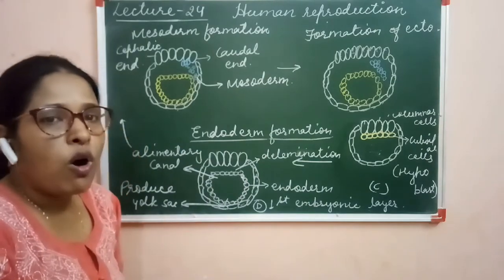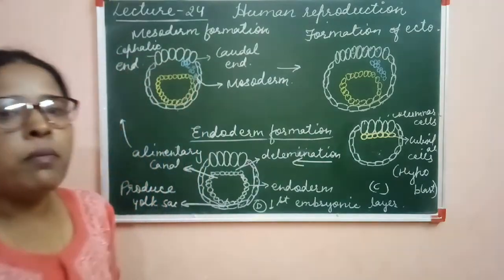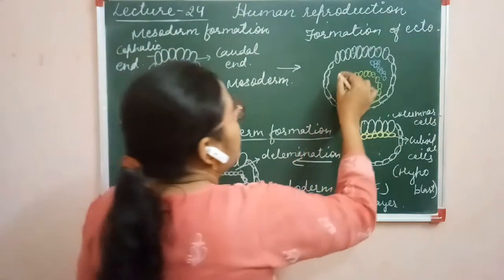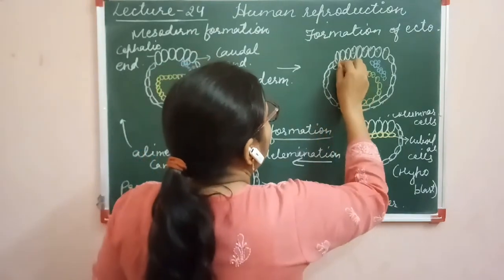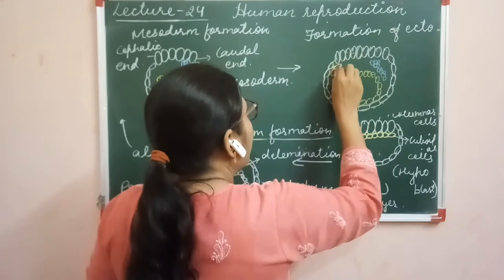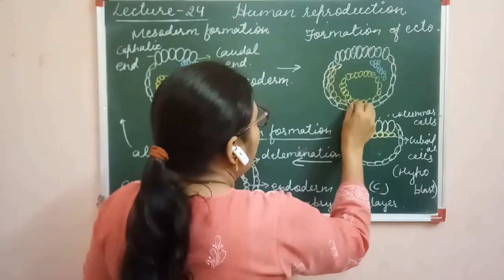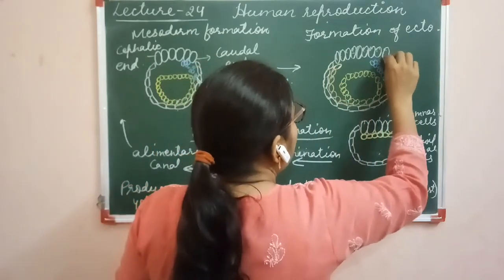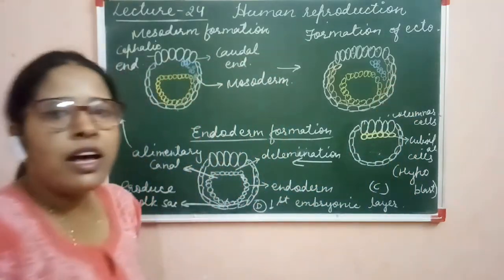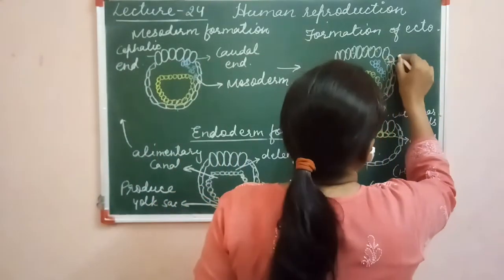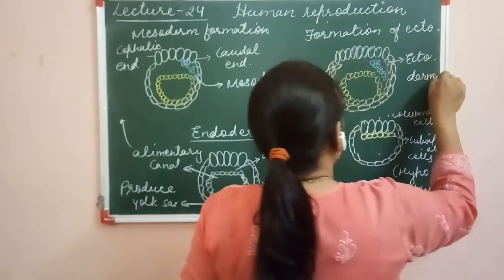Now the cells of the cephalic end. Here the caudal end cells divide to form mesoderm, and the cells of the cephalic end divide to form ectoderm, and they start arranging below the layer of trophoblast. Here the layer of trophoblast is there, and the cells are in contact with the trophoblast layer. So this layer is called ectoderm. This final layer is called ectoderm.